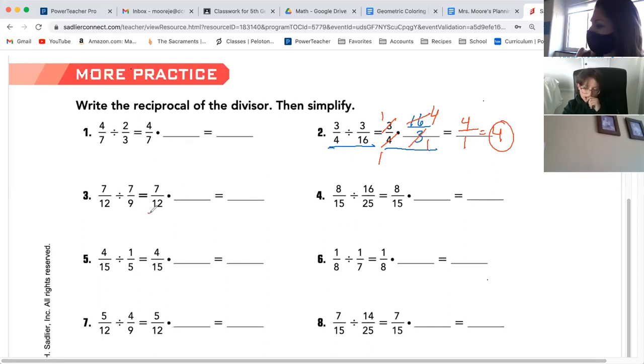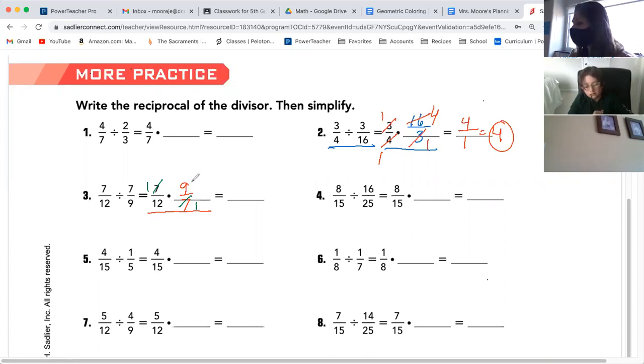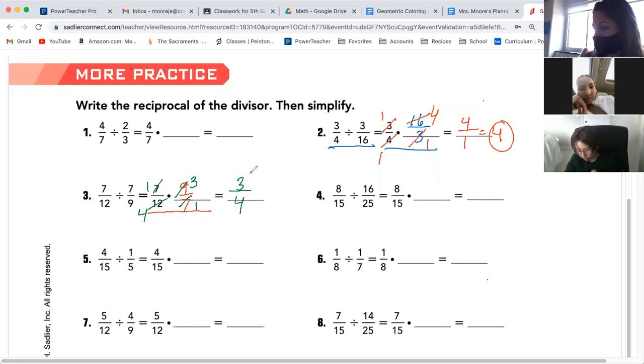Let's rewrite it as a multiplication expression. 7/12 times, what's the reciprocal? 9/7. Any opportunity for reducing beforehand? Yep, let's get rid of the 7s. Let's take out a factor of 3 between the 12 and the 9. If I took out a factor of 3 from the 9, what would be left over? 3. And if I took out a factor of 3 from the 12, what would be left? 4. Good. So then the resulting fraction is 3/4.